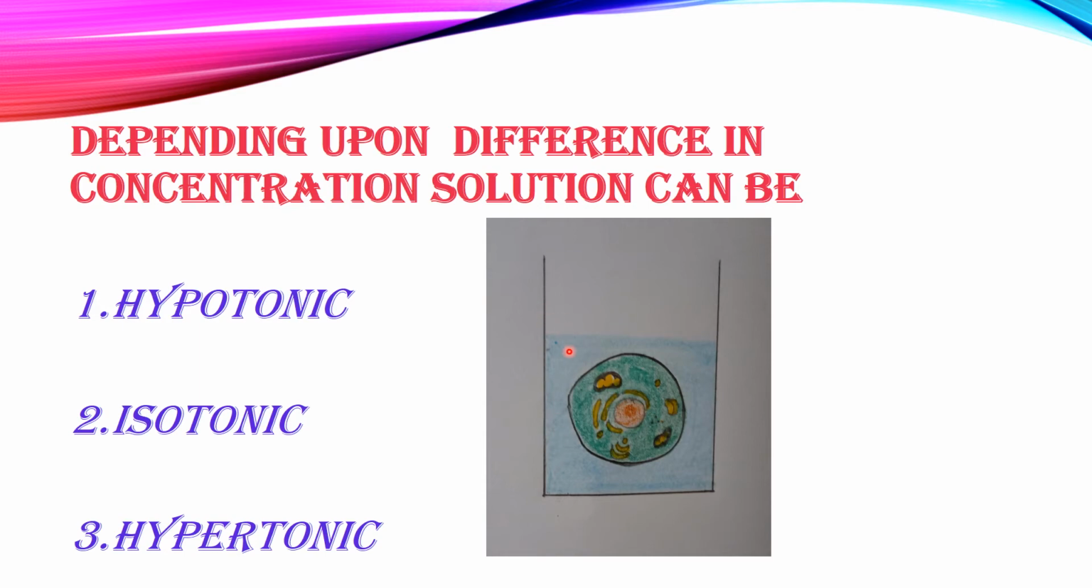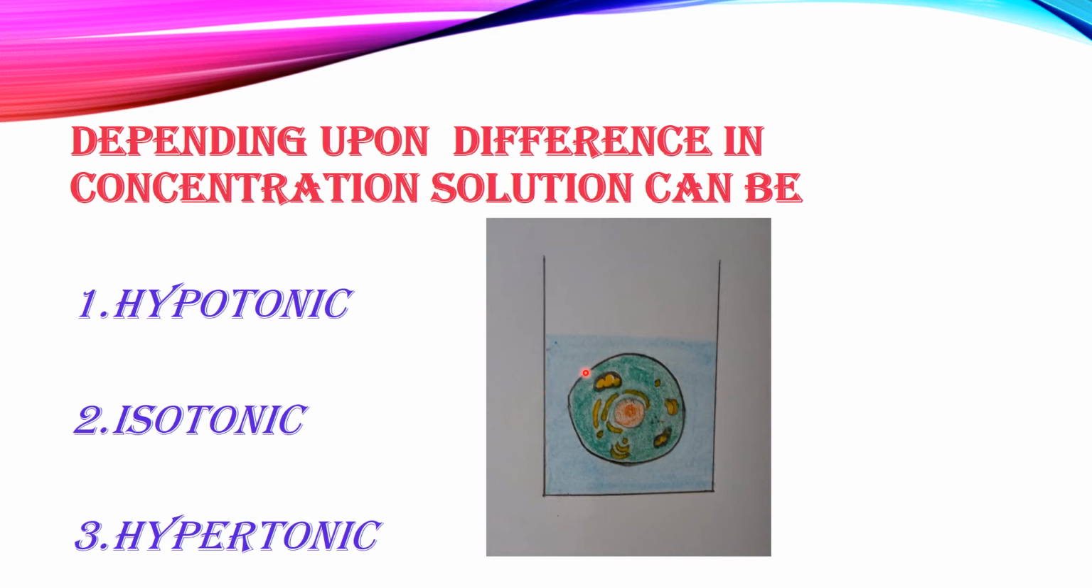And what happens when we place a cell in a hypotonic solution? The water moves inside the cell. In the process, water will move both outside and inside the cell, but when we place it in a hypotonic solution, more water will move inside the cell as compared to the water moving outside the cell, and the cell will swell up. It will take more water and it will swell up.